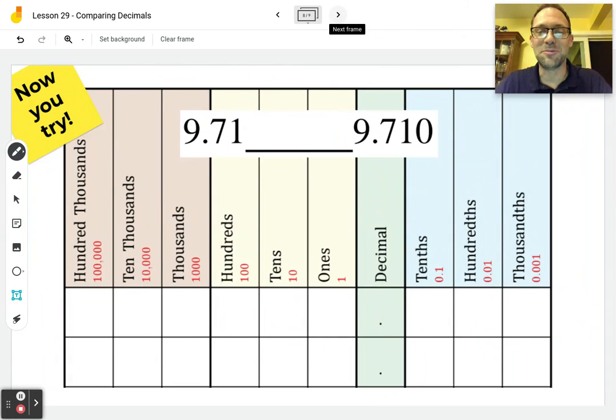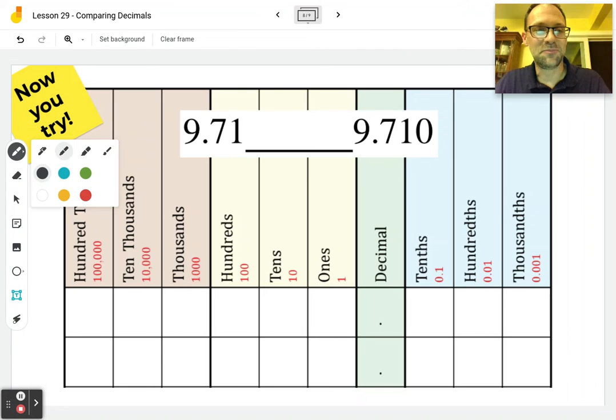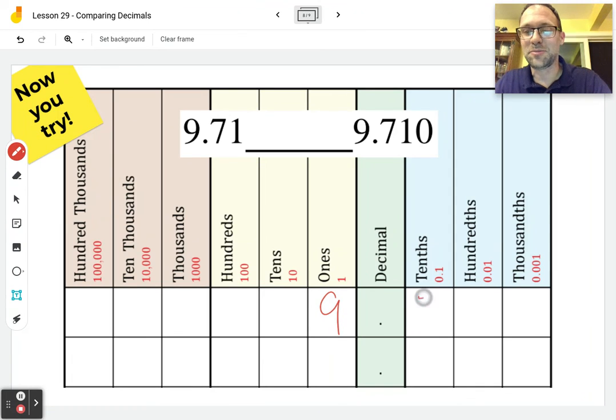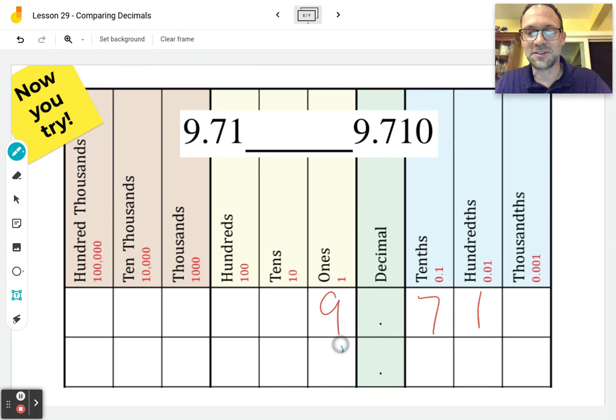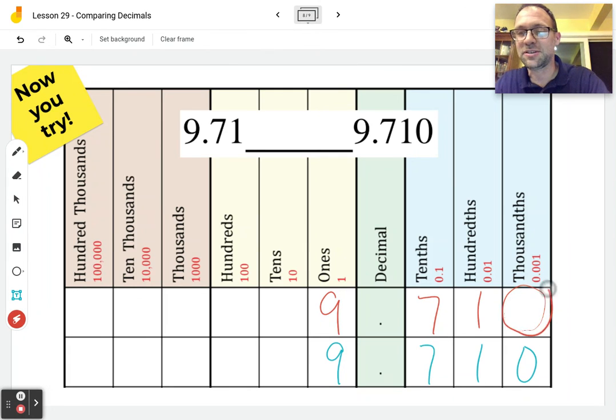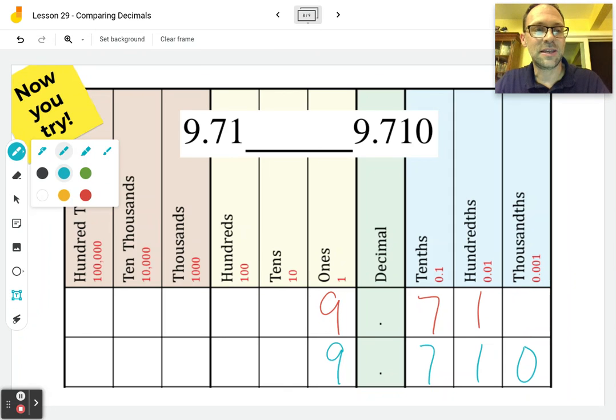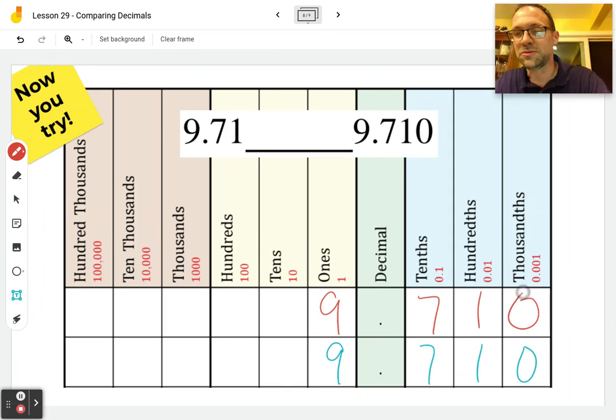Here we go. This problem's new. Let's try this one. Which number is greater? Okay, let's begin. 9 and 71 hundredths looks like this in our place value chart. And 9 and 710 thousandths looks like this in our place value chart. We do see one blank box here in the thousandths place in the top number. So if we'd like, and I'd like to do that, I'm going to fill it in with a placeholder 0.